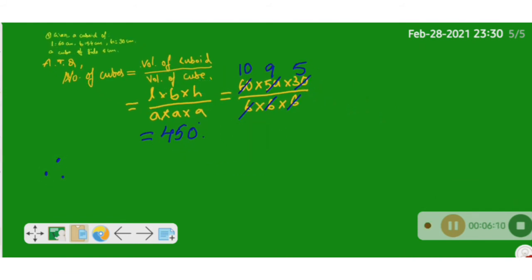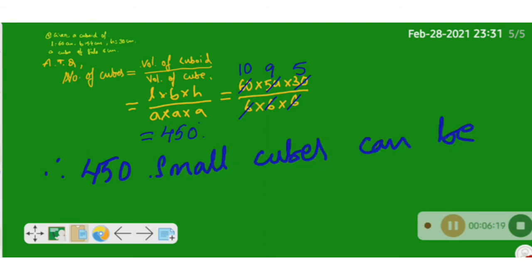So write down the conclusion. Therefore, 450 small cubes can be placed in the given cuboid.